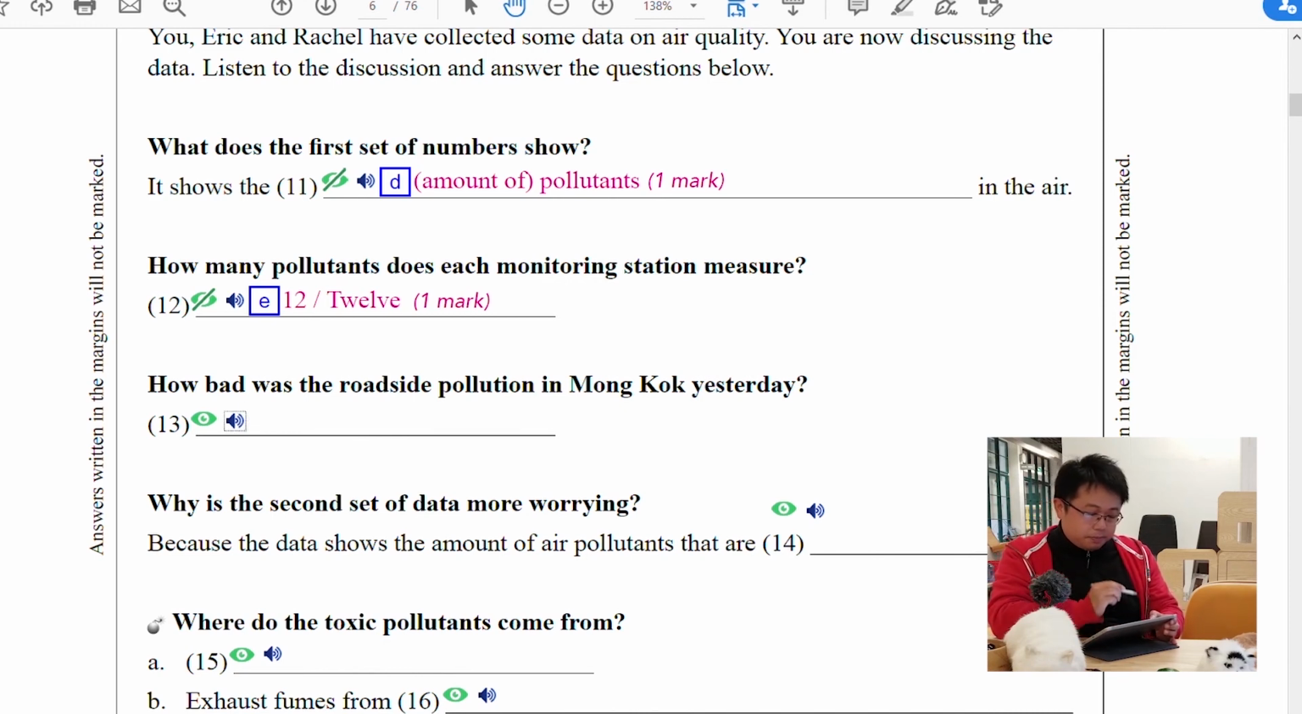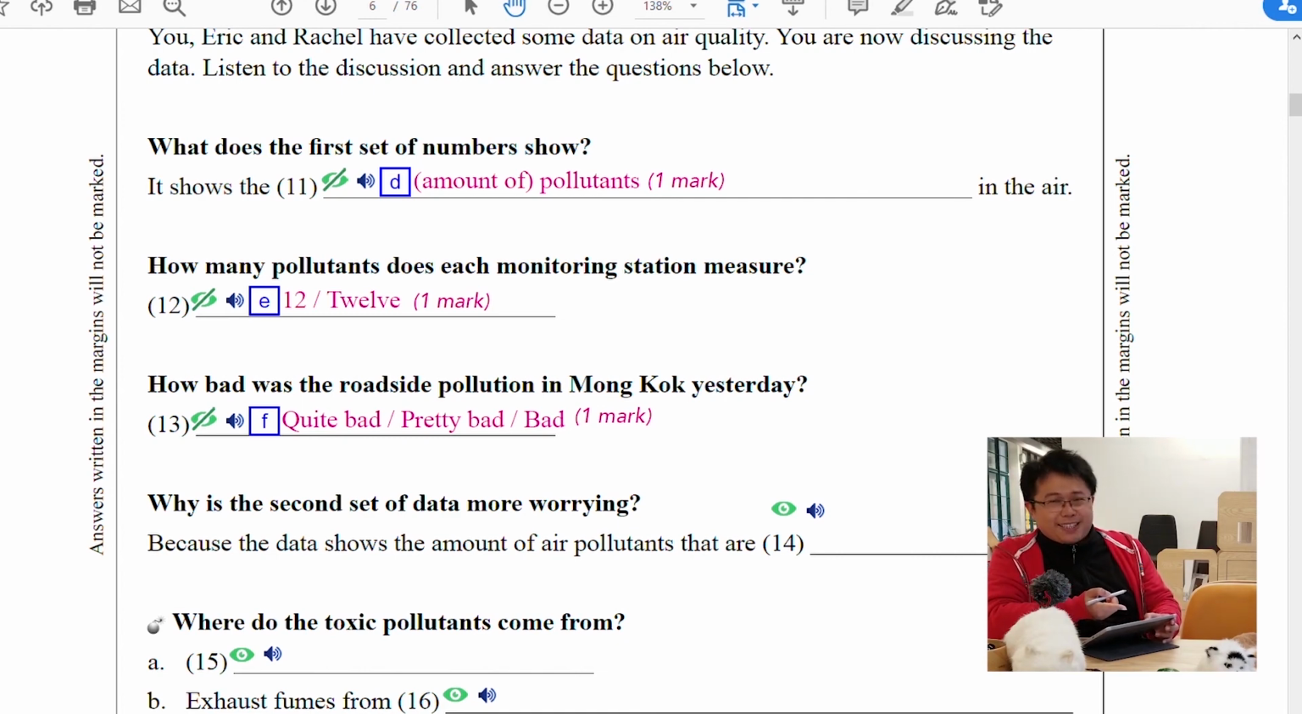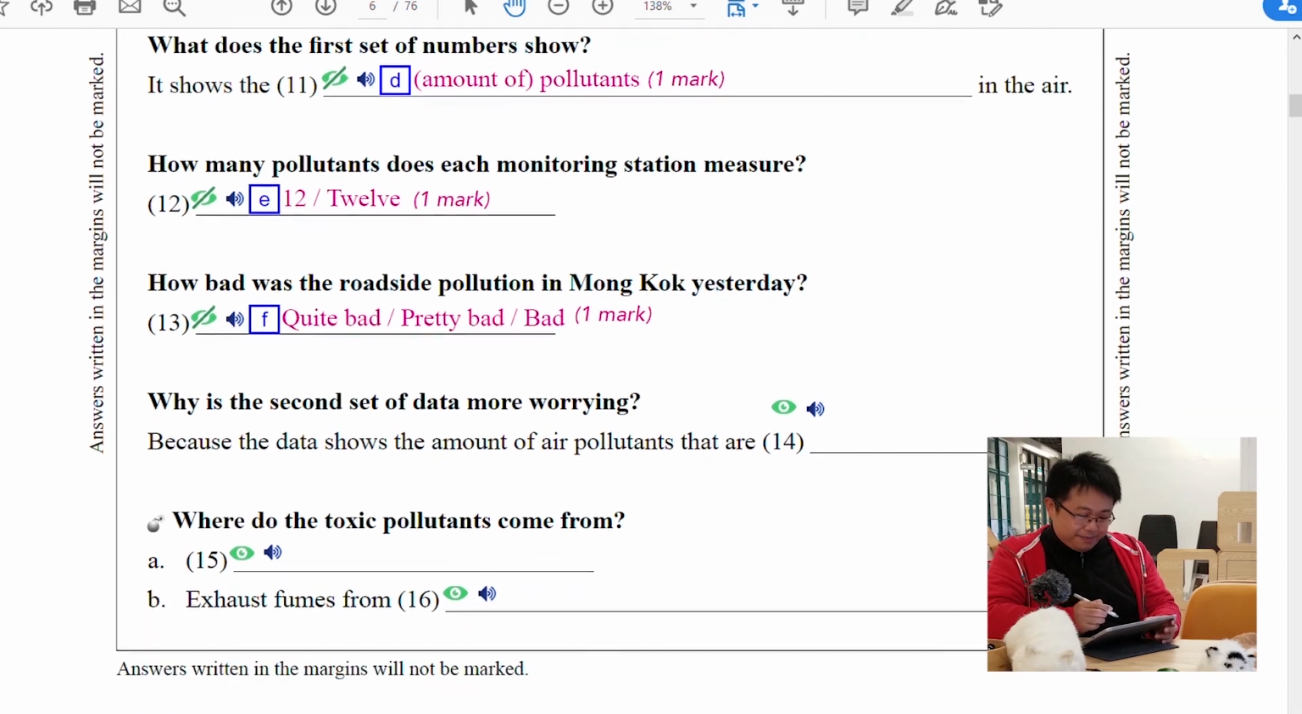For 13, well, look at the numbers here. "The roadside pollution was quite bad in Mongkok yesterday. The numbers are high." So how bad? Quite bad. Pretty bad. And it's actually assessed as bad. Okay, so the answer is quite bad.